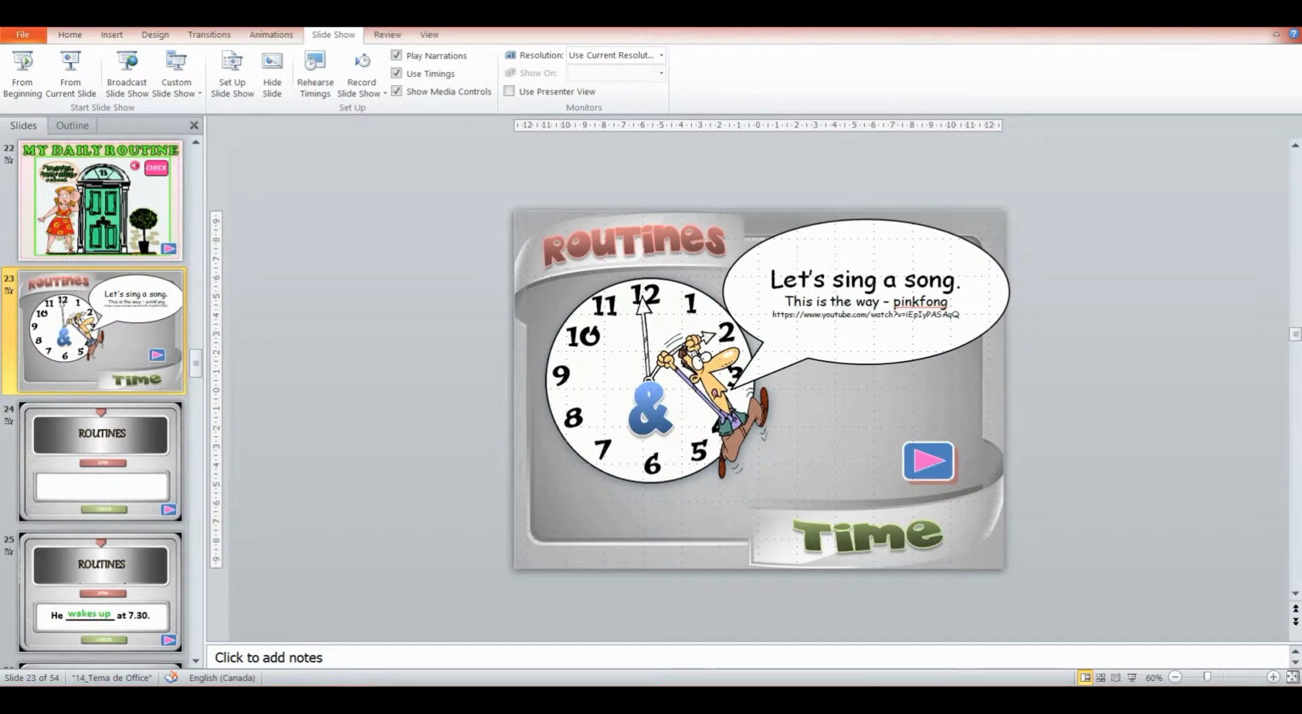Then to break up the class, we have a great little song about This Is the Way. It's a really popular song, both in the ESL world and just in the regular English world. I think everyone knows how it goes. Well, it's a great song, and you get to do the actions. It breaks it up, and they get to move around.